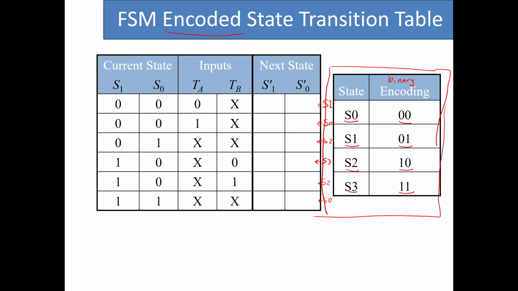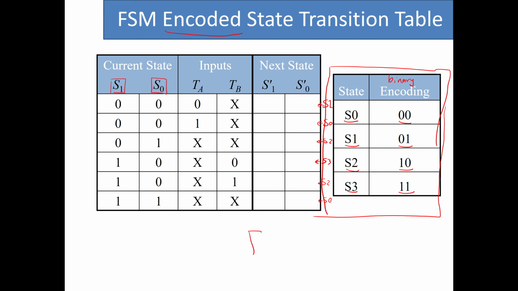As you can see, each one of these state names is now represented with 2 bits. Anywhere in our state transition table, when we have S0, we just represent it with 0, 0. Anywhere we have S1, we represent it with 0, 1. Anywhere we have S2, we represent it with 1, 0. And anywhere we have S3, we represent it with 1, 1. Since we use 2 bits to represent these 4 states, it's only natural to assume 2 bits for the register.